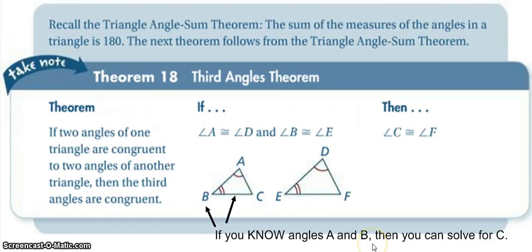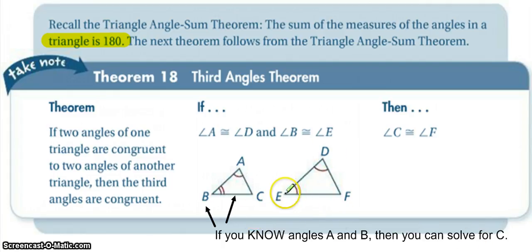So our next theorem is the third angles theorem, and it relates to the fact that we know that all triangles have an angle sum of 180 degrees. So it states that if angles A and D are congruent, so my top angle and my top angle, and B and E are congruent, then C must be congruent to F. Now why is that? That's because if I know A and I know B, I really know C. So I put that down here. Same thing here.